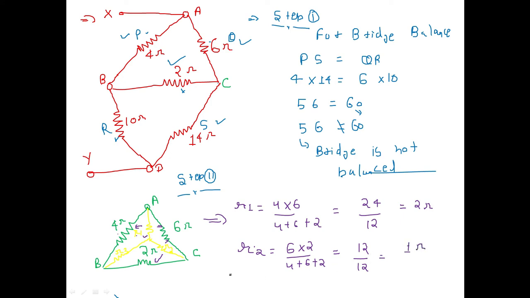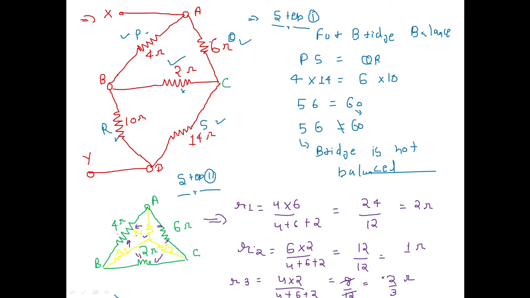And R3 is found in a similar way. How to find the value of R3? Again we see the opposite resistances, 4 multiplied by 2, upon the same denominator, the outer resistances 4 plus 6 plus 2. That is 8 by 12, which, if we solve further, is 2 by 3 ohm. So R3 has a resistance of 2 by 3 ohm. So we have calculated the star values R1, R2, R3 of the individual resistances.